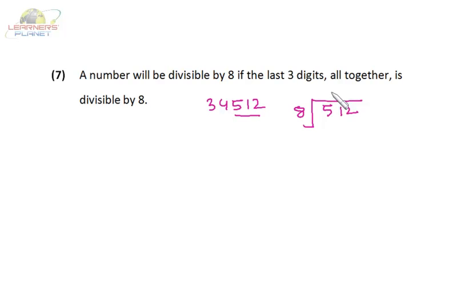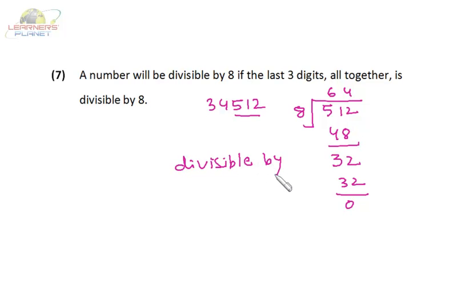So 8 6s are 48. I'm left with 3. Then I take 2. So 8 4s are 32. I'm getting 0 as a remainder. That means 512 is divisible by 8. That means the entire number is divisible by 8. Okay. So it is divisible. Okay friends, I hope you are clear about the divisibility rule of 8.